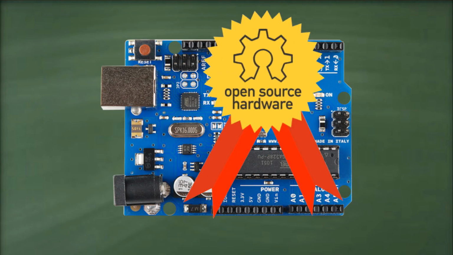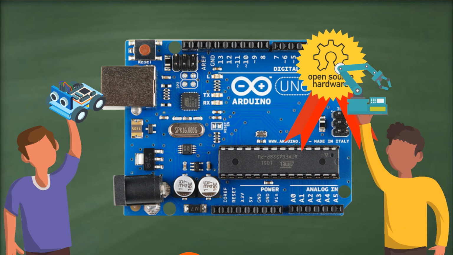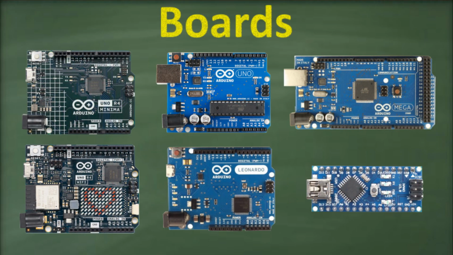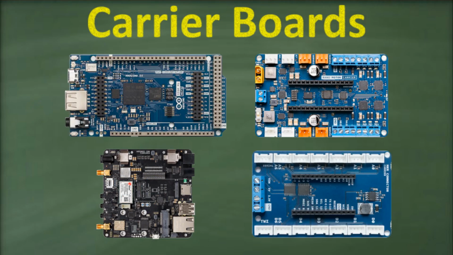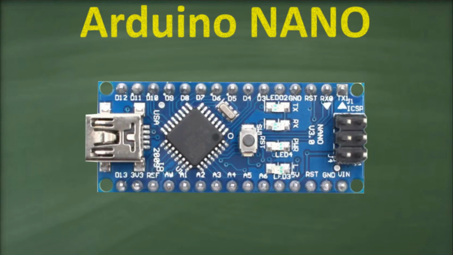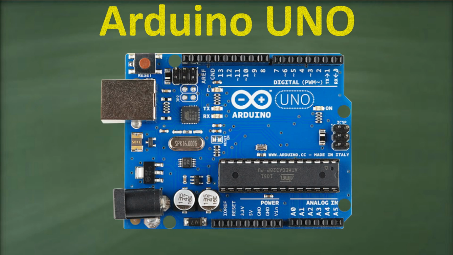An Arduino is an open-source programmable circuit board that empowers anyone to craft innovative hardware projects. The Arduino family boasts over 100 hardware products, including microcontroller boards, shields, carrier kits, accessories, and more. Among the notable models are the Arduino Nano, Arduino Leonardo, and Arduino Mega. However, the star of the show remains the Arduino UNO.